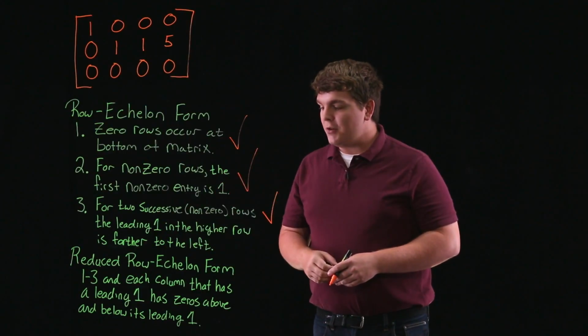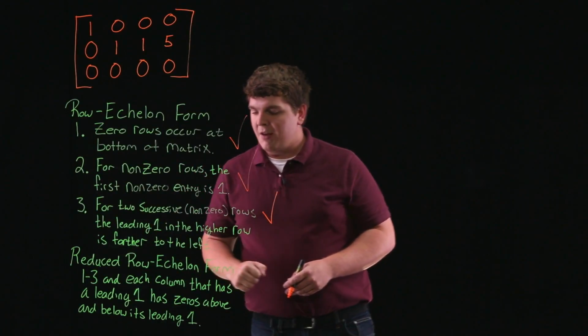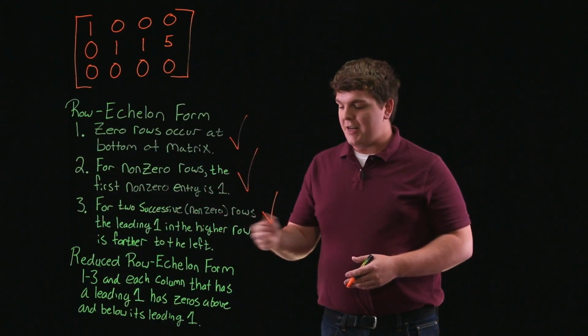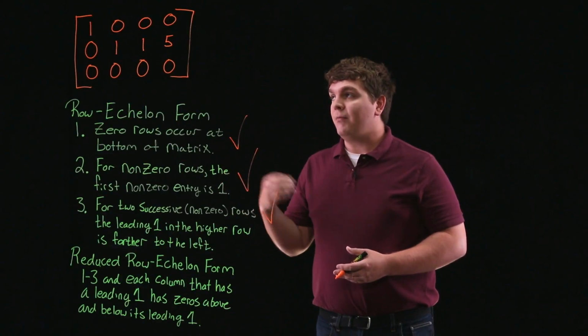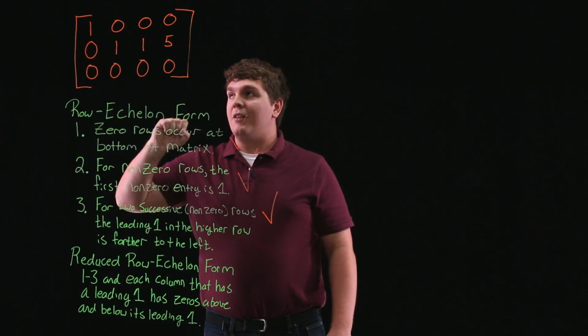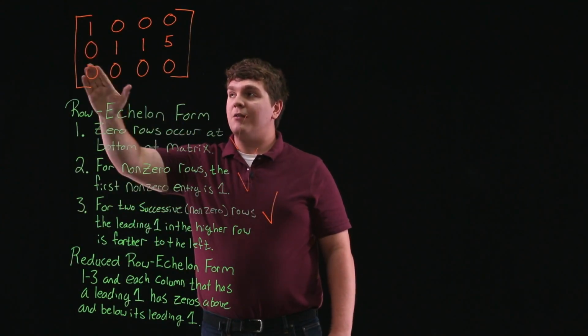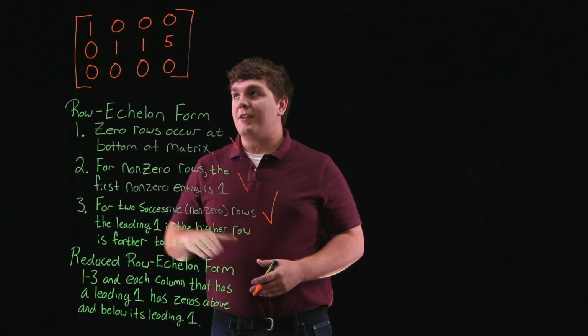Now to check to see if we're in reduced row echelon form, we have to satisfy the conditions 1 through 3, and we also have to have that for each column that has a leading 1, it has to have zeros above and below the leading 1. So looking at our first leading 1 in the first row, we see that we have 2 zeros below that leading 1. So our first row is good.